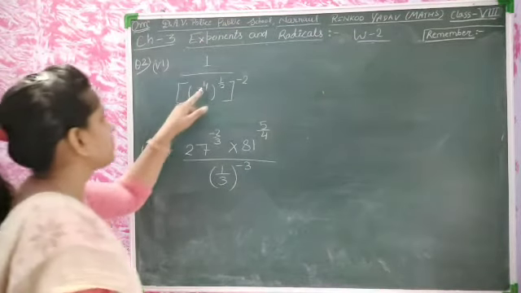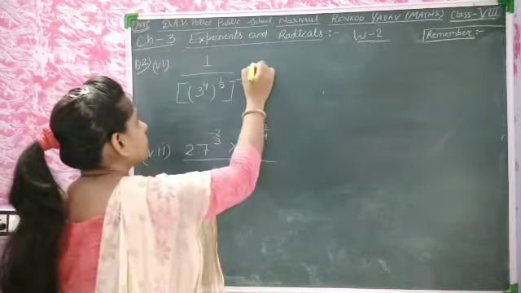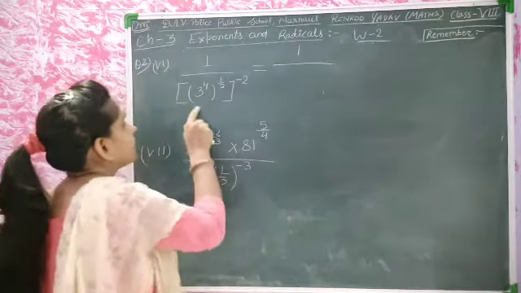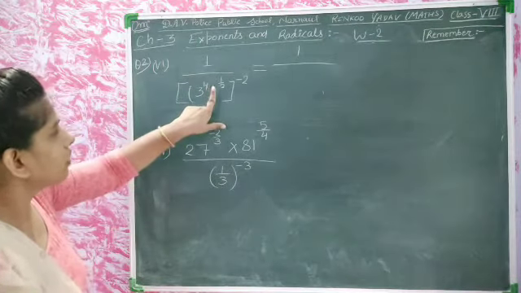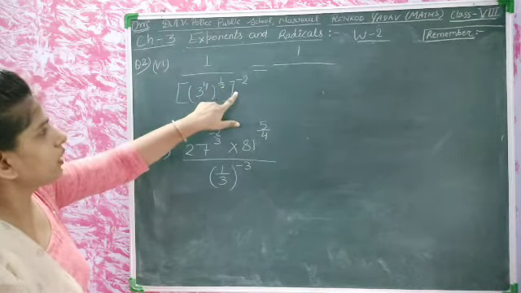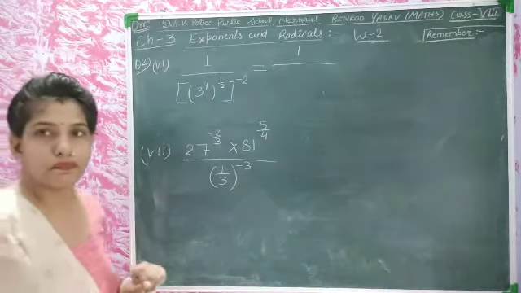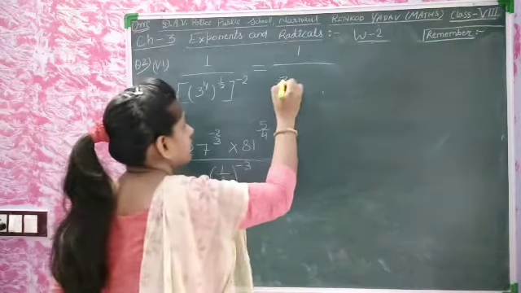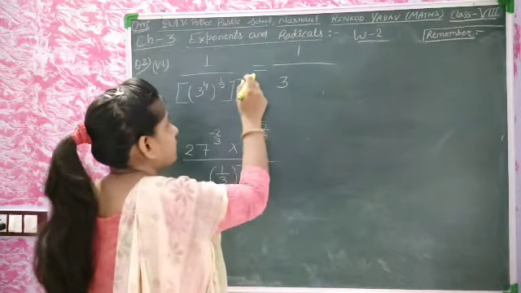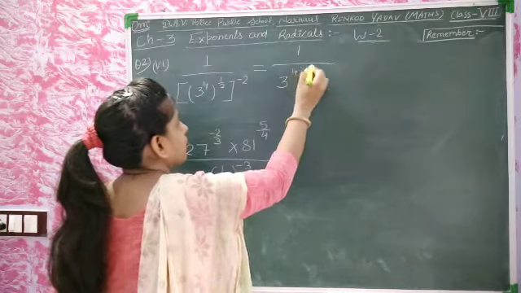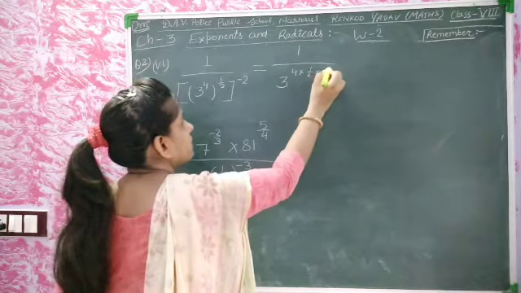Let's see here, students. There are the 2 problems also, and it becomes 1 divided by 3 to the power 4, to the power 1 by 2, to the power minus 2. It means the powers are multiplying here. Yes, the base is 3 and the powers are multiplying: a into b into c, that is 4 into 1 by 2 into minus 2.